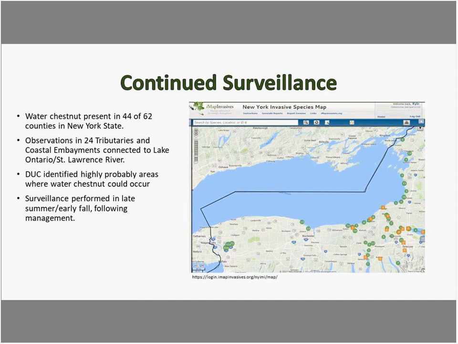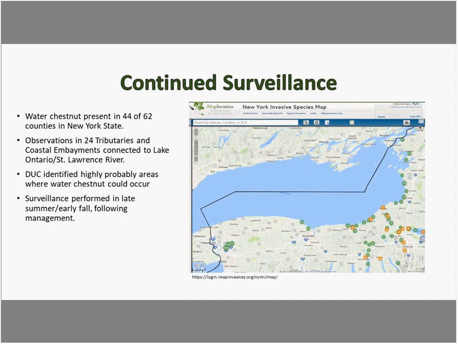As our active populations are decreasing, we're going to be putting more time towards surveillance of the plant. What's really interesting is that in Ontario we don't have a very high population of water chestnut compared to our neighbors to the south. Within the state of New York, there are 44 counties where water chestnut is present, and 20 territories and coastal embayments along Lake Ontario and the St. Lawrence River where water chestnut has been identified.